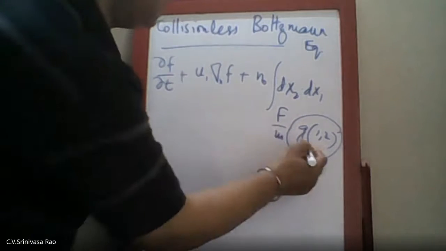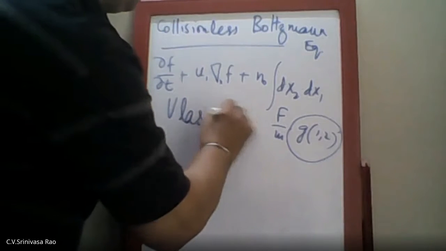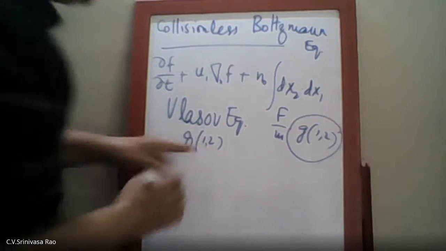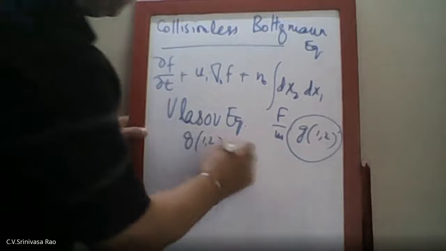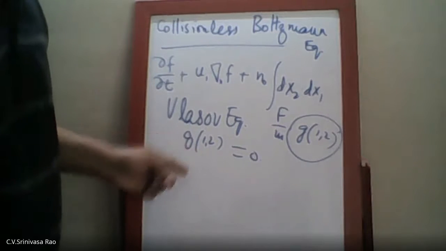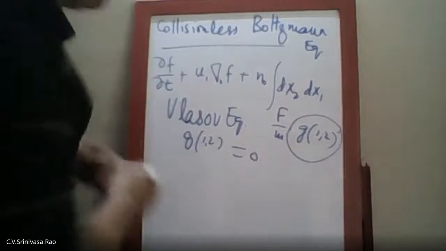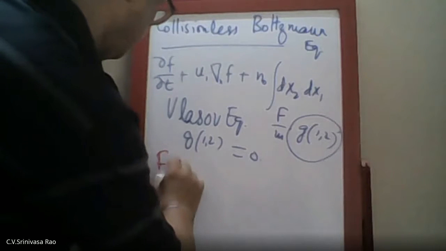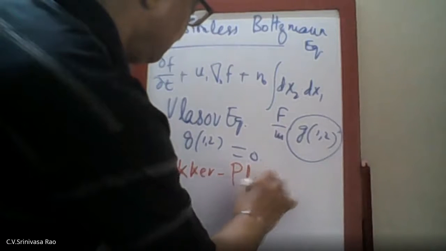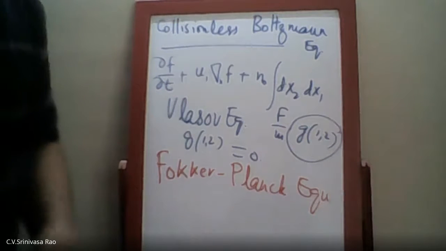In the Vlasov equation, we make this equal to 0. This G, which is the two particle correlation function, we make it equal to 0. If you actually take this into account, what you get is the Fokker-Planck equation. You would have heard about it. The Fokker-Planck equation, what is in it?